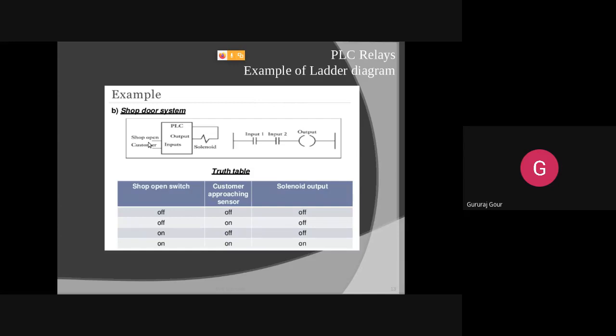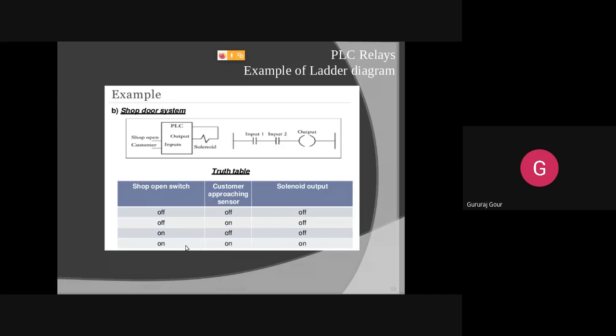So inputs are there. Two inputs are there. There are how many inputs? Two inputs are there. One is the shop open, another one is the customer approaching. So the customer will approach when the shop is open. That is the correct condition. Then only the customer will get some item.